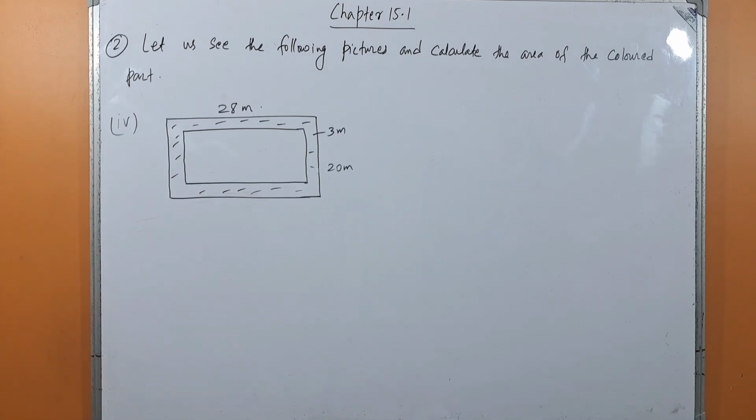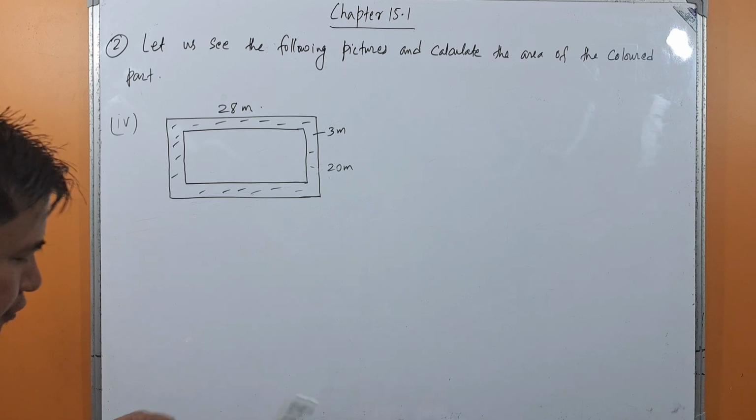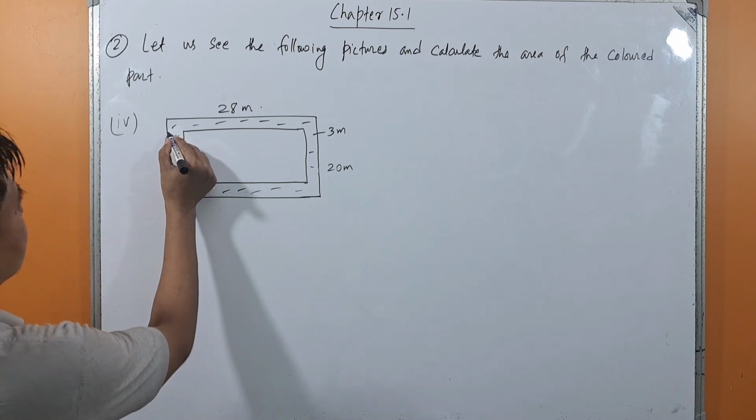Question number 4 of 2. We are asked to calculate the area of this colored part, isn't it? So what we do is we simply join this.